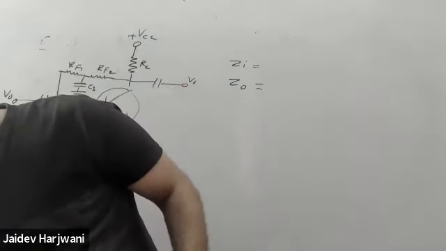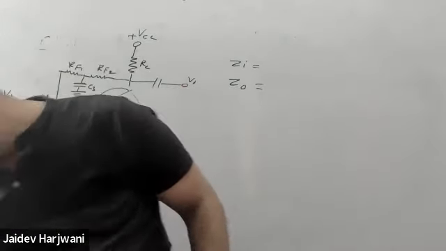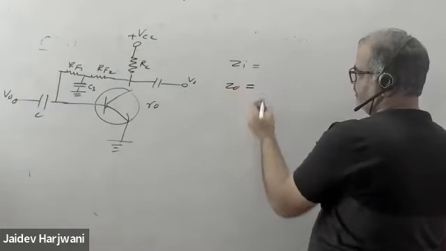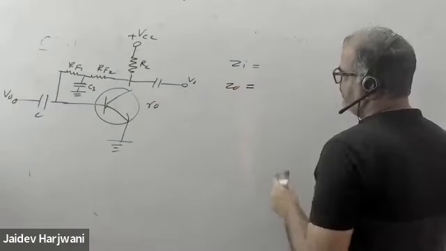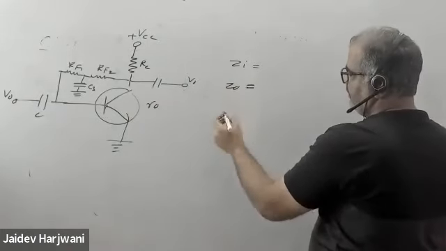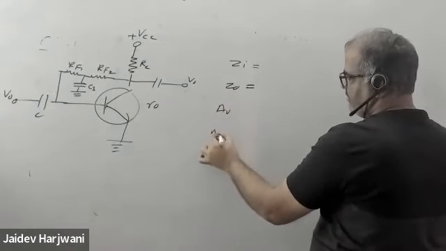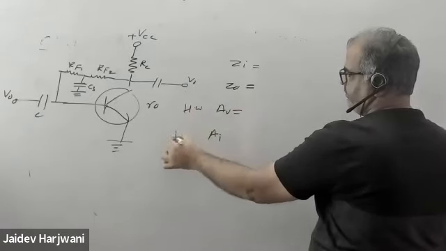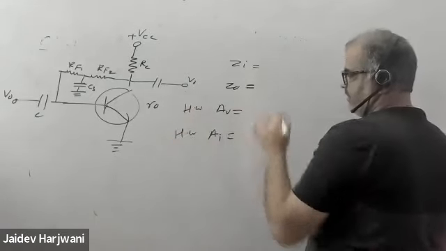R0 take as infinite, or you can use R0 as output impedance, you can add one R0 also. Now just tell me what is Z input and Z0, okay. You tell me right now, and AV and AI is your homework. Tell me, how much will it come?